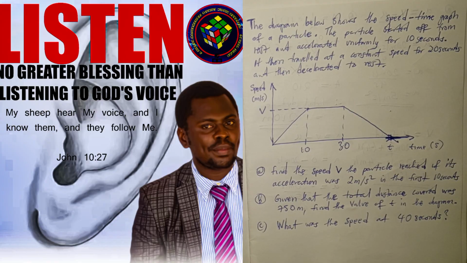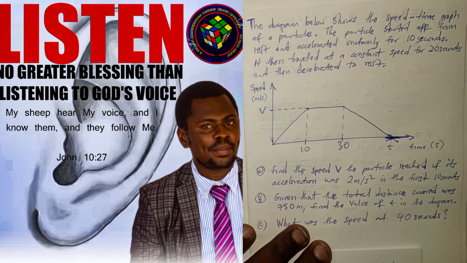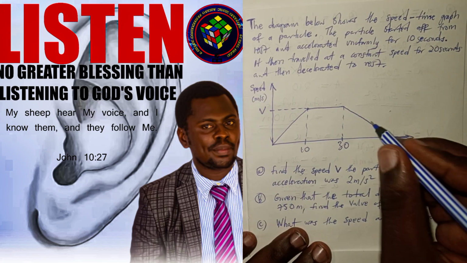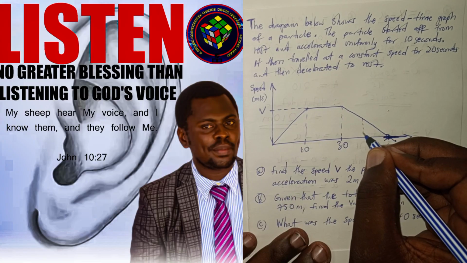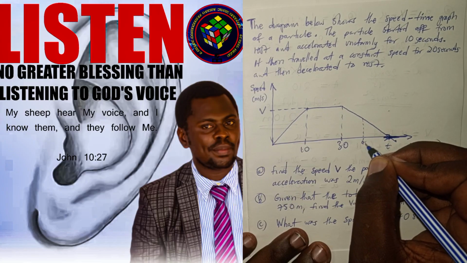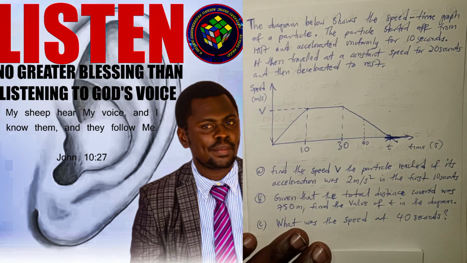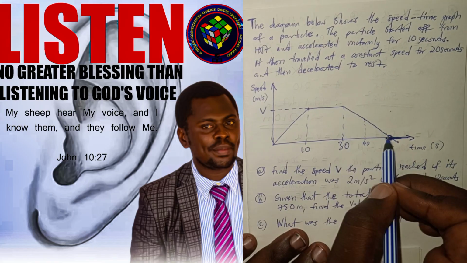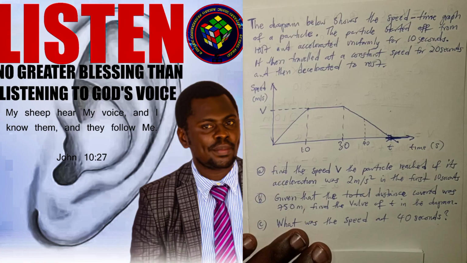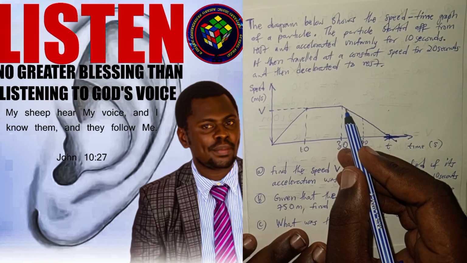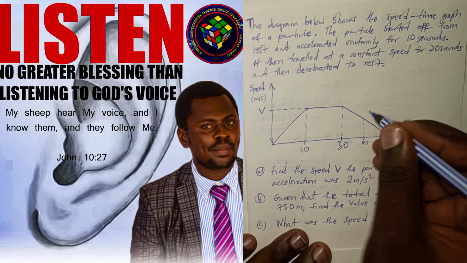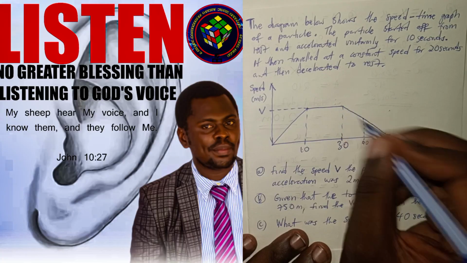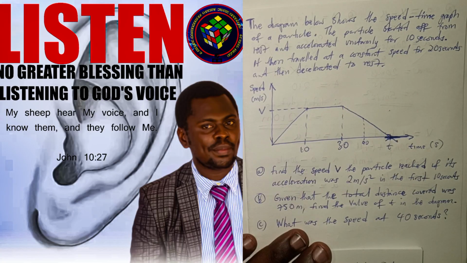What was the speed at 40 seconds? Okay, so speed at 40 seconds. So we assume that 40 is somewhere there. Okay, so what you do is first to look for acceleration or retardation along this journey. We know that acceleration is the same at any point. Okay, so we need to find acceleration along this journey.